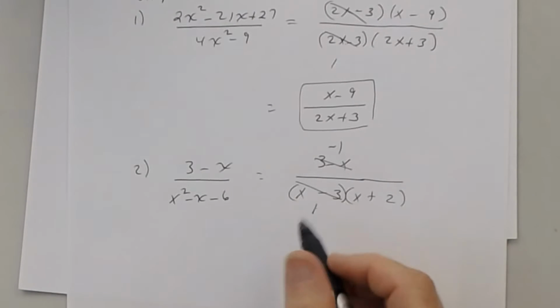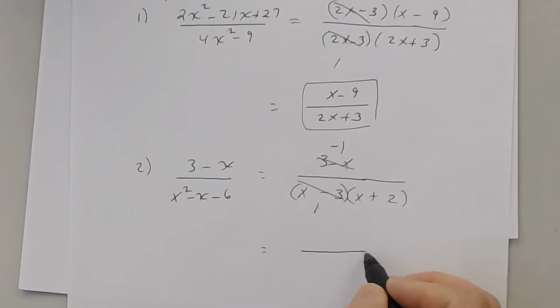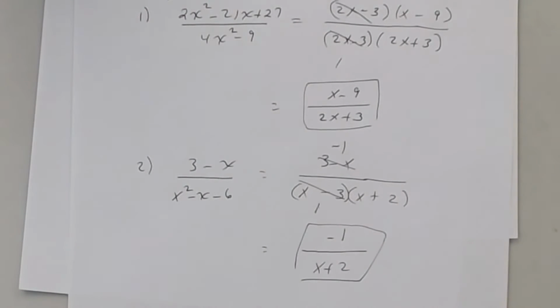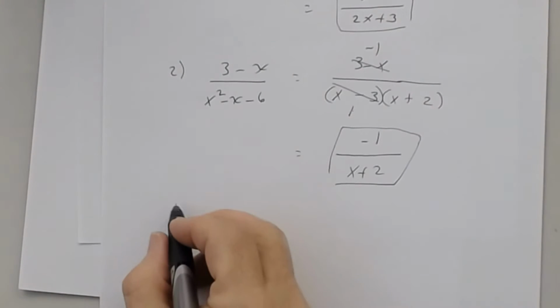All right, now let's talk how to write the answer. What is left in the numerator? Negative 1. What's the denominator? X plus 2. So there's your answer. Negative 1 divided by x plus 2. Now, you'll sometimes see the answer in the way I'm about to write it, but this is the one that we tend to use most often. But I want you to remember something.